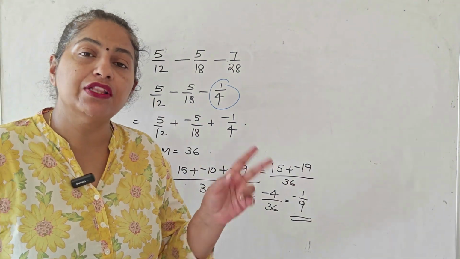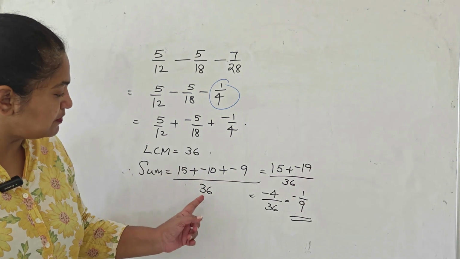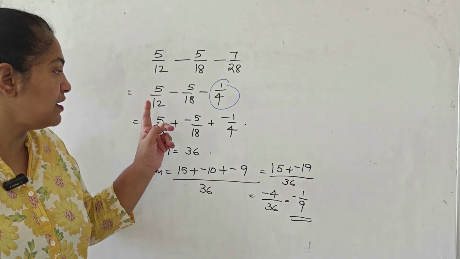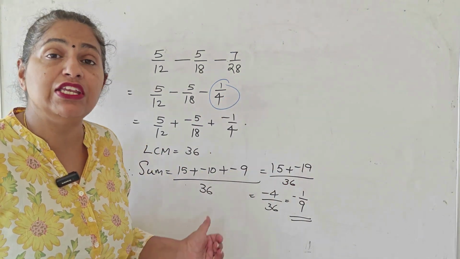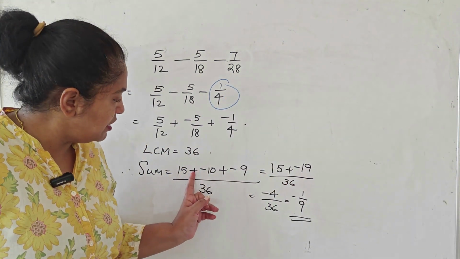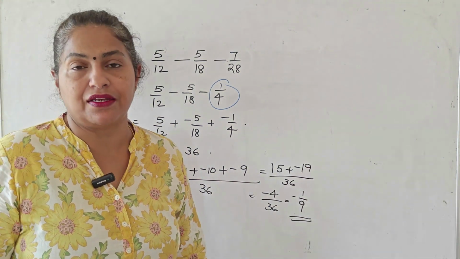After that, I will take the common LCM of the denominator, which is 36. Now, substituting 36 as the denominator and converting each of the rational numbers to its equivalent rational number with the denominator of 36, I am getting the numerators in this way. So, I will be getting minus 1 by 9. I hope you are clear with all the problems in subtraction that we have done today.